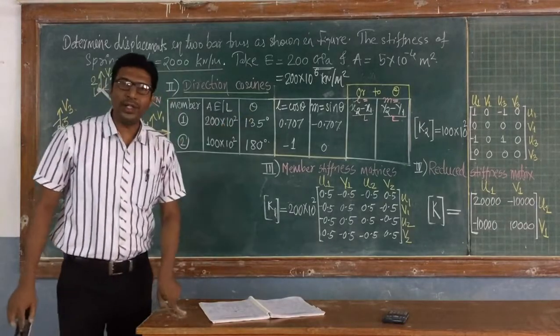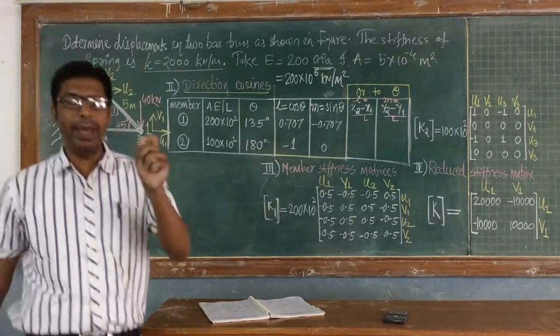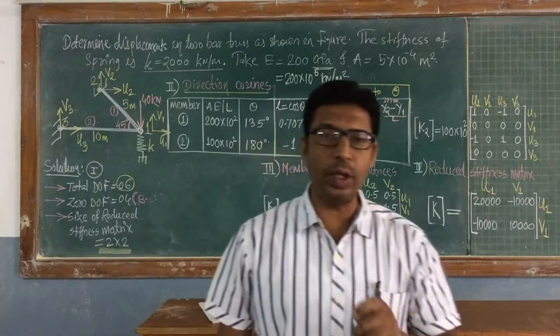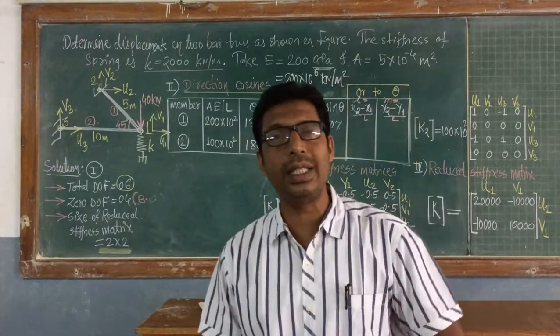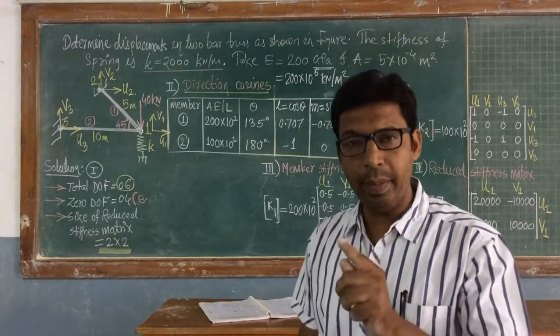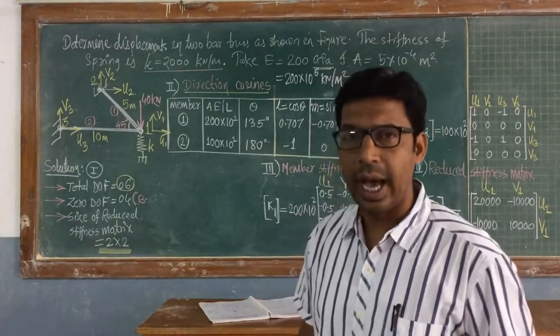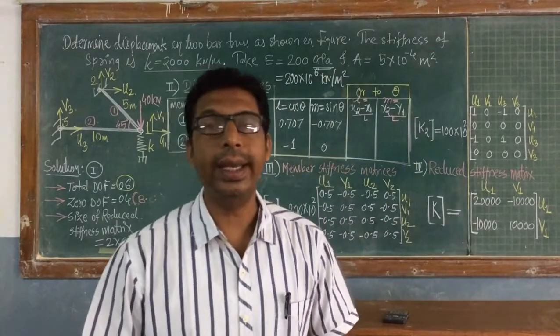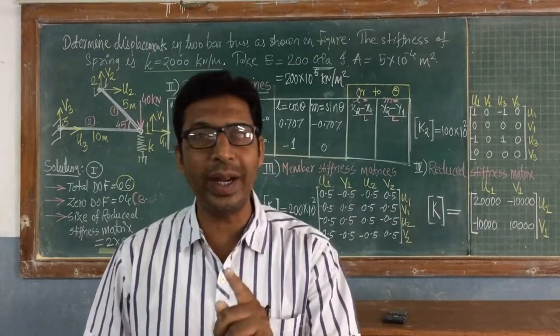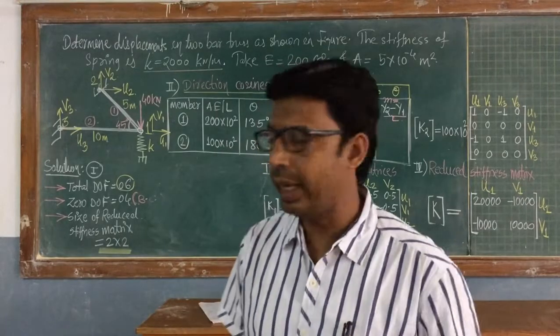Now the next column is theta. What is theta? Theta is measured with respect to positive x-axis in anti-clockwise sense about node number 1. Right? Please remember this statement of how the angle theta is measured. Angle theta is measured in anti-clockwise sense with respect to positive x-axis about node number 1.